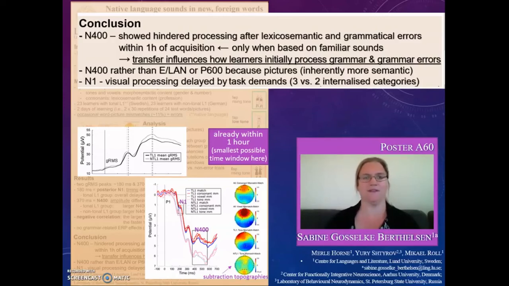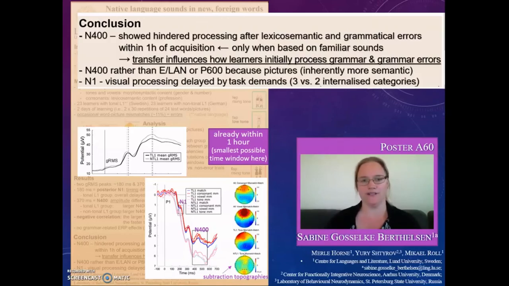It seems as though transfer influences how learners initially process grammar and grammar errors, and that it does so relatively early. We saw an N400 rather than ELAN or P600, probably because these were pictures and they're inherently more semantic. As for the N1, we think that this shows that visual processing was delayed by task demands via top-down effects.